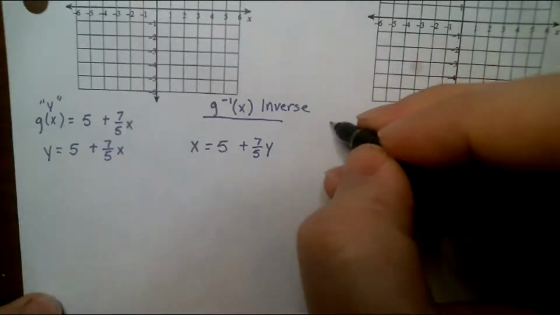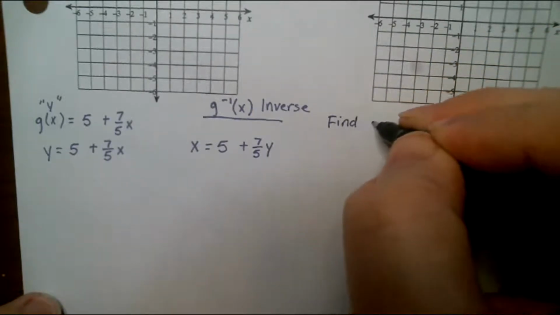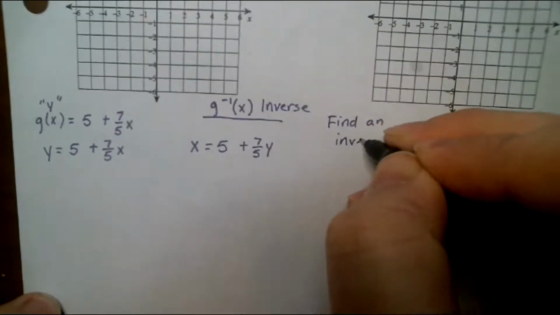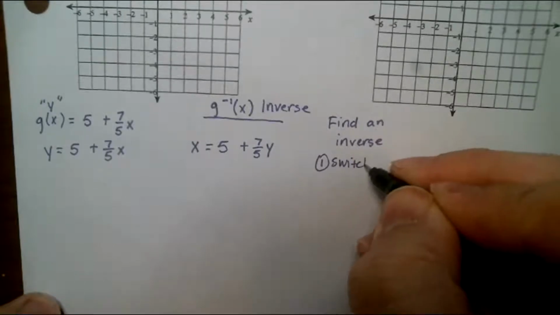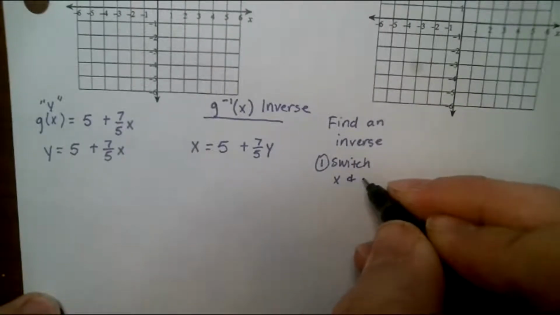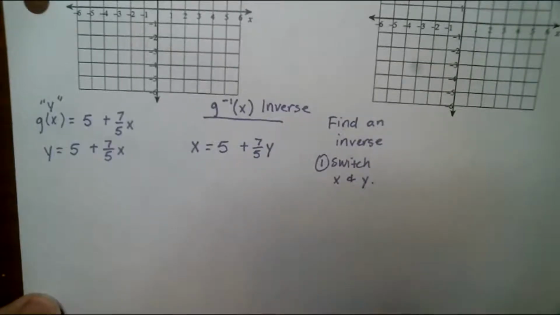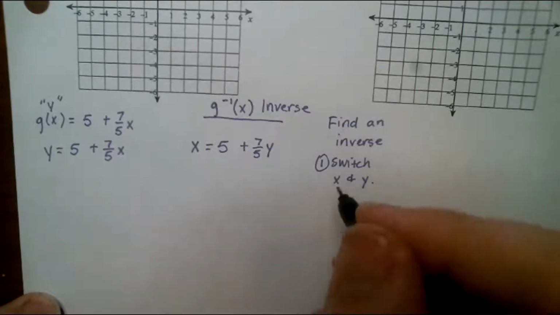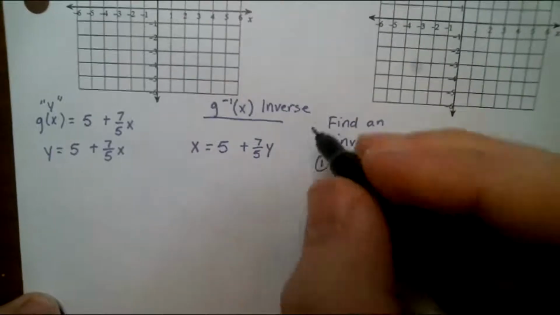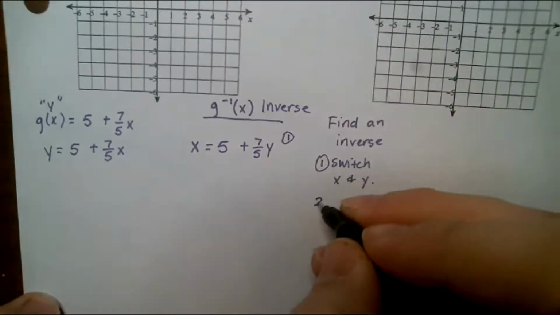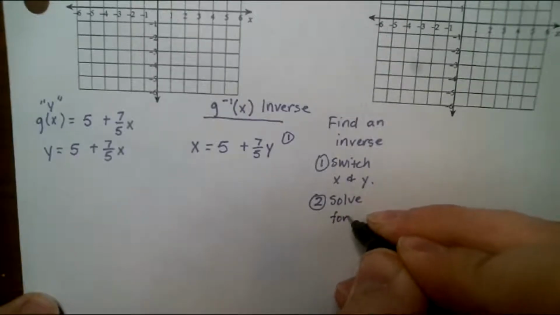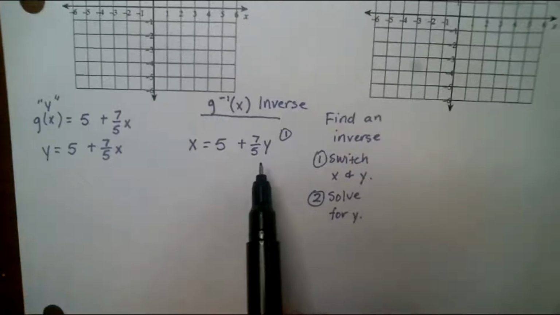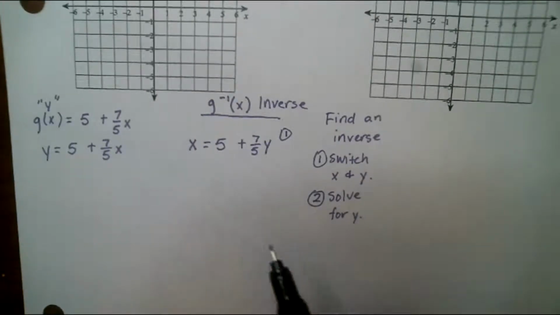So your first step to find an inverse, first step, switch x and y. Your second step, once you've switched them, so this is the first step right here, then you solve for y. So from right here, we're now going to solve for y.